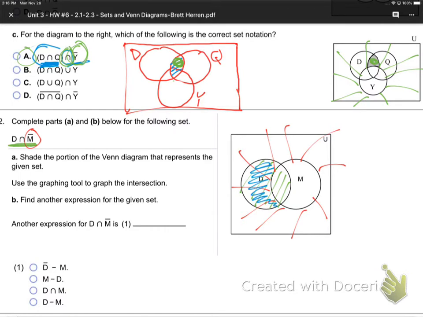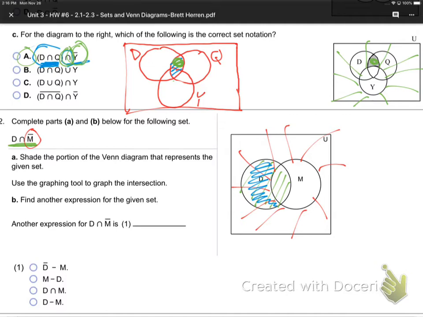See how that's where the D and the not M overlap, right? The green, you know, where's the green and the red overlapping? Right there, huh? Because the D is the green, the not M is outside of M, the red. So where do we see green and red overlapping? Right here. That's the D and not M. That's what this says. Remember, it's and.